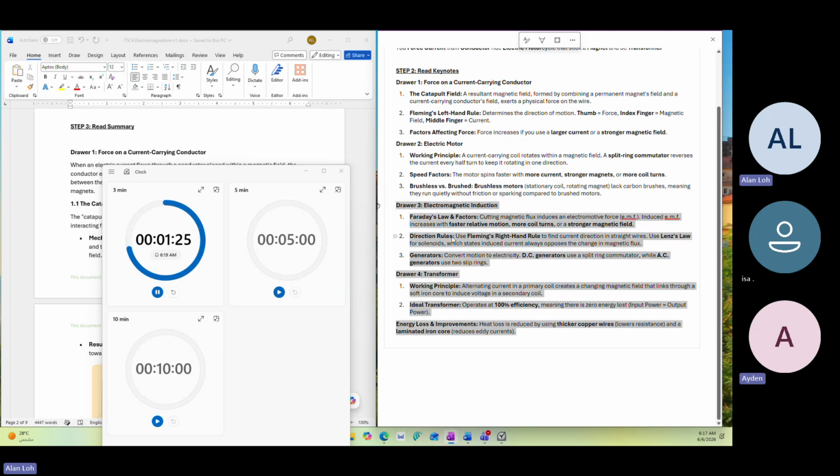Okay, and now we are reading drawer 3 to drawer 4 for step 2. I'll give you a quick recap, but for now, let's do this. You read drawer 3 until drawer 4 for the remaining time.